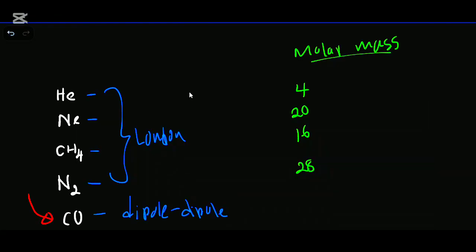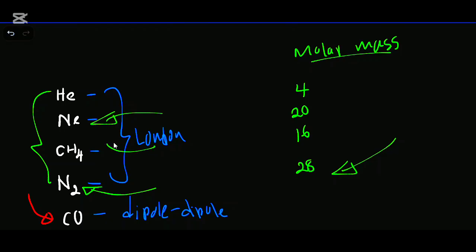Now let's further analyze the other compounds other than the carbon monoxide. We know after the secondary bonds we focus on the molar mass. Now we can see that nitrogen has the highest molar mass among these four compounds. So after the carbon monoxide, the highest boiling point is nitrogen. Then neon, then methane, then helium.